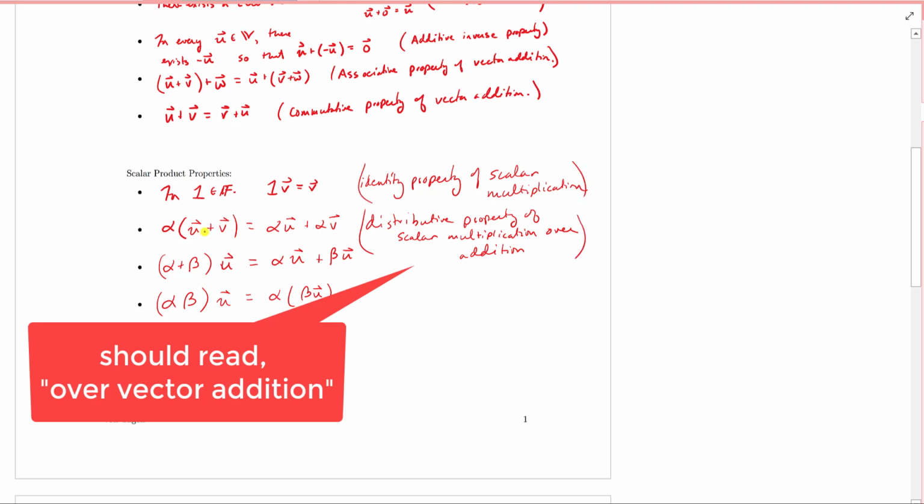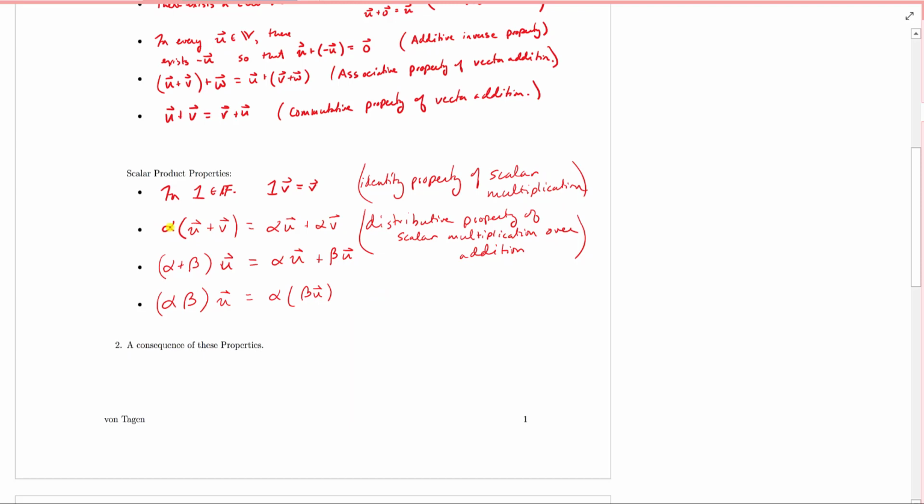Okay. So here we've got vector addition, and what am I allowed to do with it? I'm allowed to distribute the operation of scalar multiplication over it. That's different than this one here, where I've got the distributive property of scalar multiplication over scalar addition.